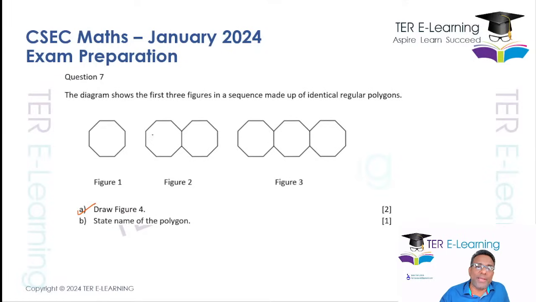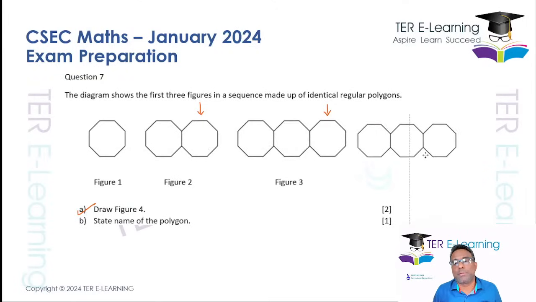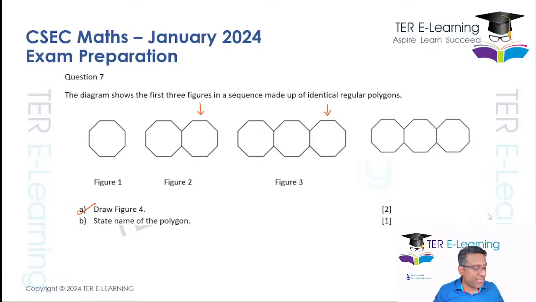Now if you notice what's happening here, when I jump from figure 1 to figure 2, I've added another one of these. When I jump from figure 2 to figure 3, I've added another one of these. Now I don't want to draw over this whole thing, but if I want to draw figure 4, all I need to do is add one more shape there. So this here is going to be figure 4, and we're going to add one more of this thing here. So we're going to go like this, like this, and we're going to come down here. So that's your figure 4.